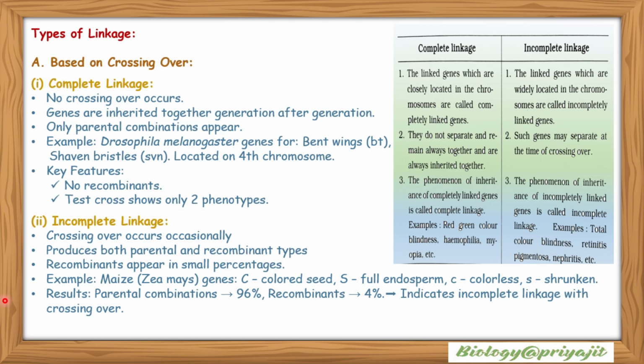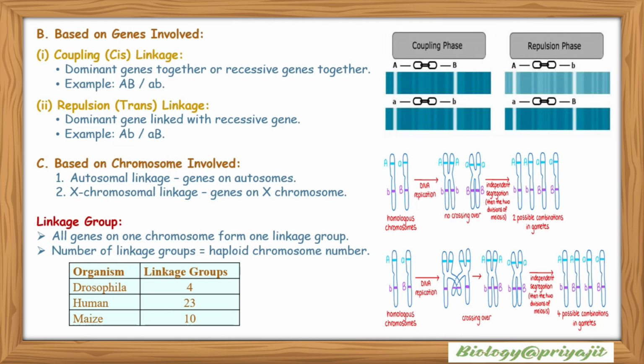Incomplete linkage: crossing over occurs occasionally. It produces both parental and recombinant types. Recombinants appear in a small percentage. Examples include maize, or Zea mays, genes like colored seeds, full endosperm, colorless and shrunken. The results: parental combinations are 96% and recombinants are 4% in case of incomplete linkage, which indicates linkage with crossing over.